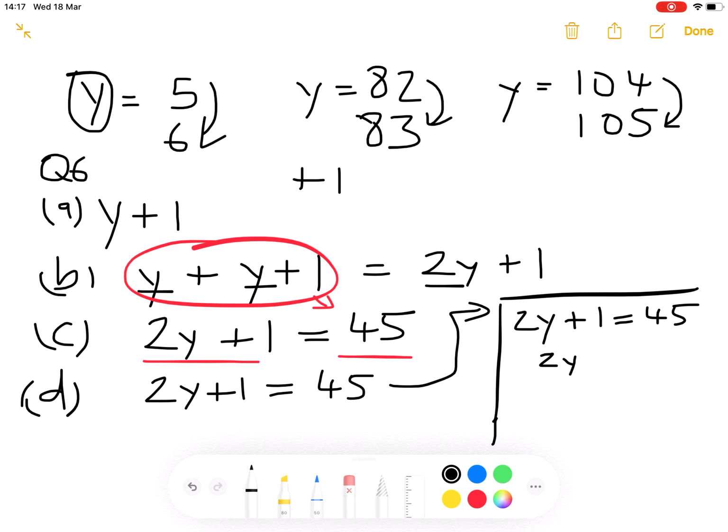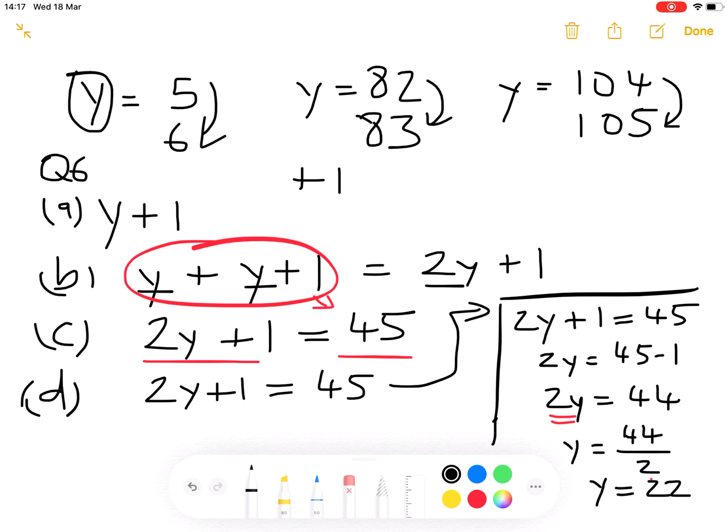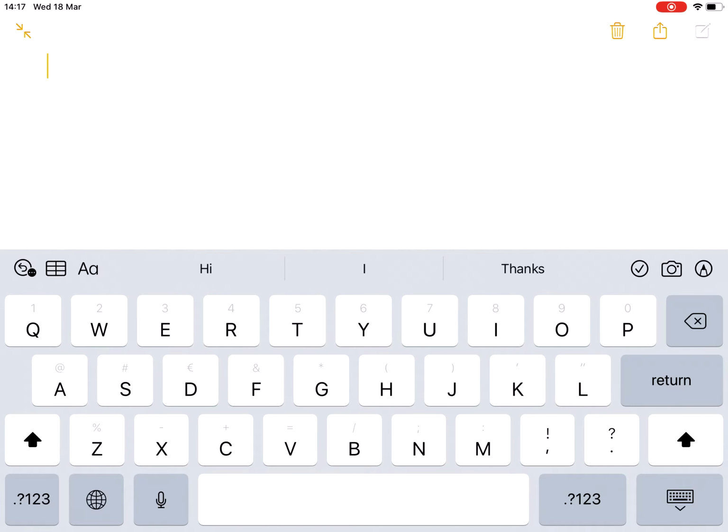So 2y is equal to 45 minus 1. Because I brought the 1 over, it's becoming negative. 2y is equal to 44. And then to solve for y, all I got to do to finish off is 44 divided by 2. Because the 2 over here is multiplying, so when I bring it over, it becomes a divide. So 44 divided by 2 is 22. So I can say that y is equal to 22. Done. Alright, so that's all of question 6. We'll move on now and we'll look at question 7.